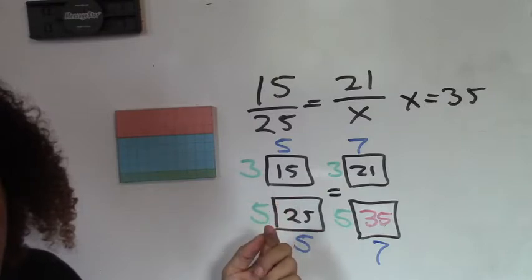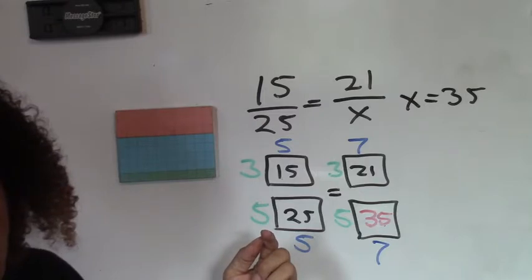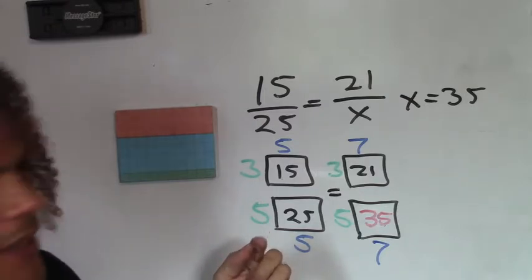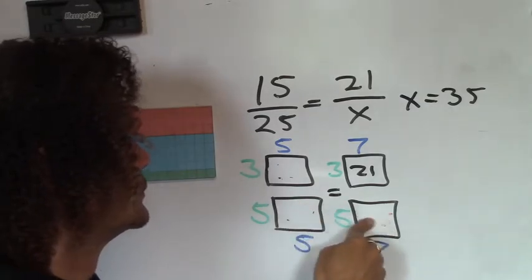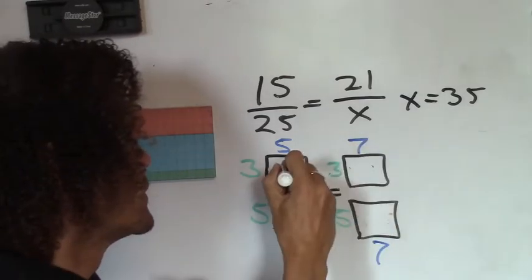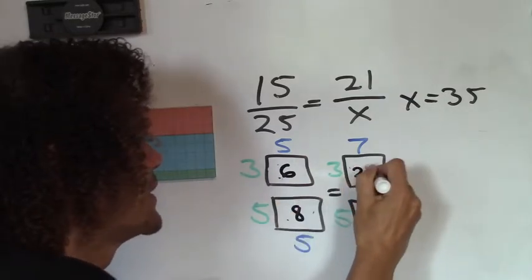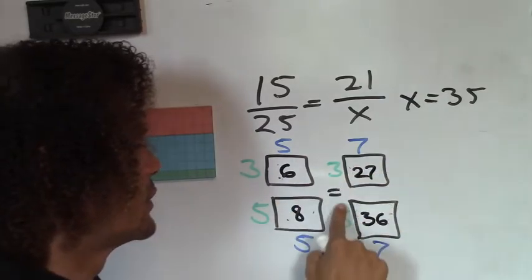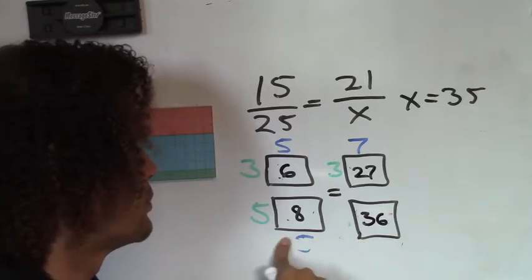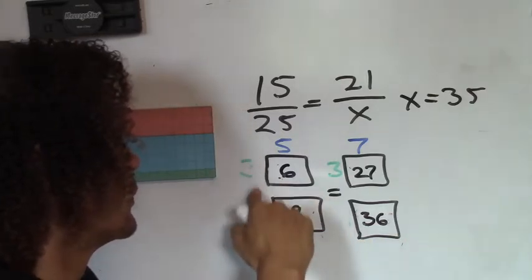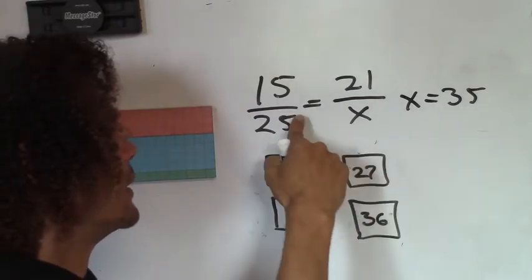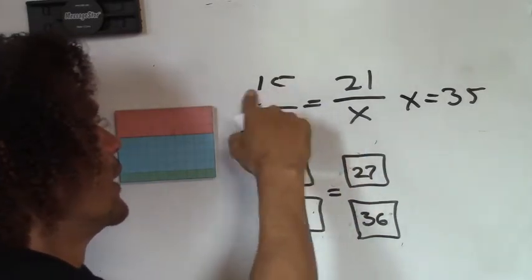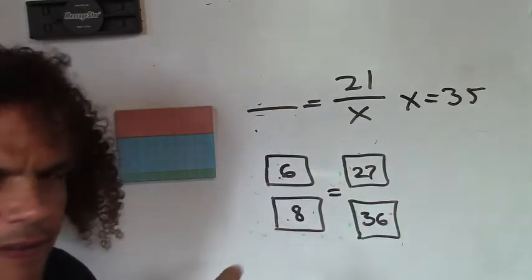Alright, hold it up and show me. So what do you have in there? You have 6 over 8 and 27 over 36. You got to put the numbers in. What are the numbers that you're going to put in? What did this reduce to? What is 6 over 8 reduced to? 3 out of 4. Alright, then put the 3 in the 4.